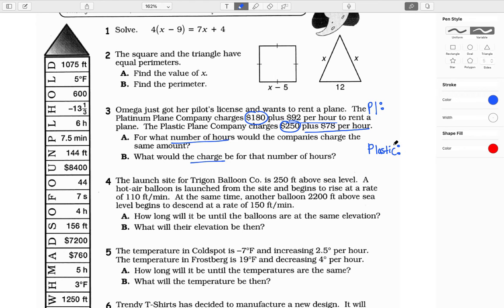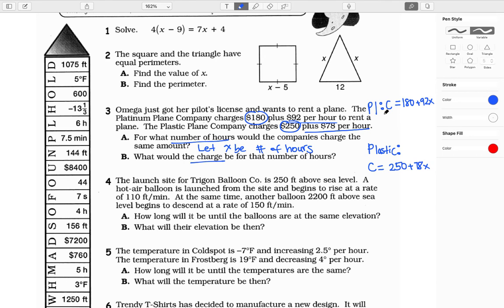For this, our let statement, it's asking for how many hours. So we have to say let X be the number of hours, right? Because it's per hour here. And the cost, which we could say C as cost, is equal to 180, one-time fee, plus 92X, because it's $92 per hour. And then for plastic, the cost is equal to 250 plus 78X.